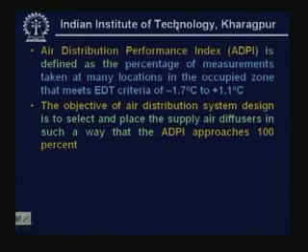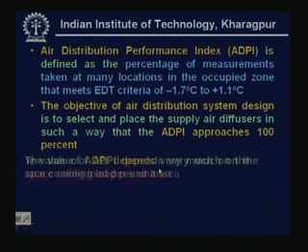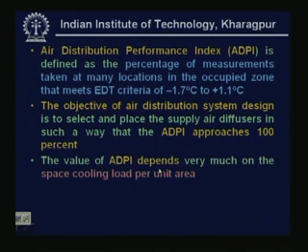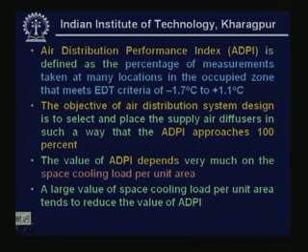The objective of air distribution system design is to select and place the supply air diffusers in such a way that the ADPI approaches 100%. Obviously, we would like to have a 100% ADPI, that means everywhere the conditions fall within the acceptable limit of EDT, but this is not really possible. It is observed that the value of ADPI depends very much on the space cooling load per unit area, so many watt per meter square of floor area, let us say. So, a large value of space cooling load per unit area tends to reduce the value of ADPI. So, this is one of the indices using which one can evaluate the quality of the space air distribution.